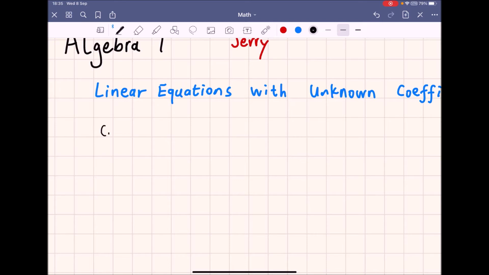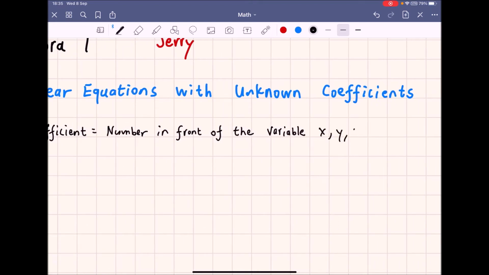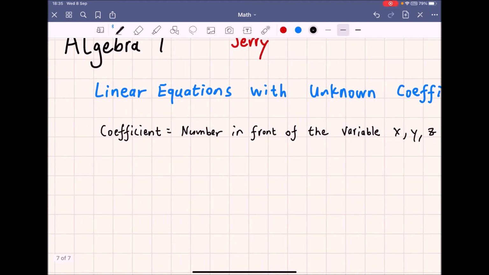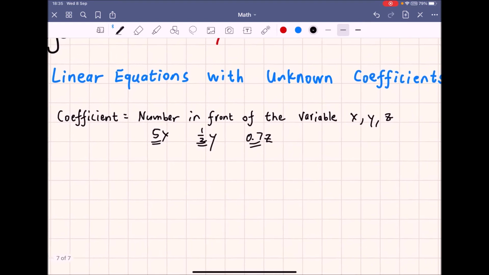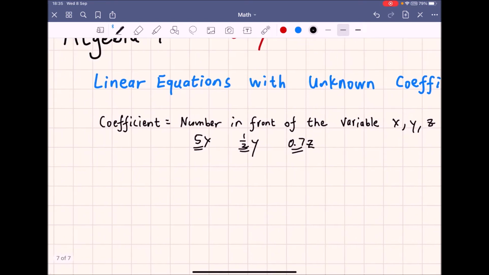The coefficient of a number is just a number that is in front of the variable. And the variable is just an unknown number like x, y, or z. So the coefficient in 5x would be the 5, in a half y would be the a half, and in 0.7z would be 0.7. And so what does it mean to solve linear equations with unknown coefficients?